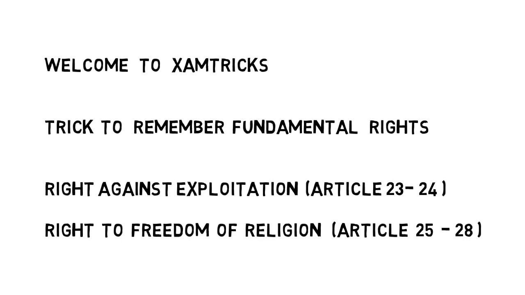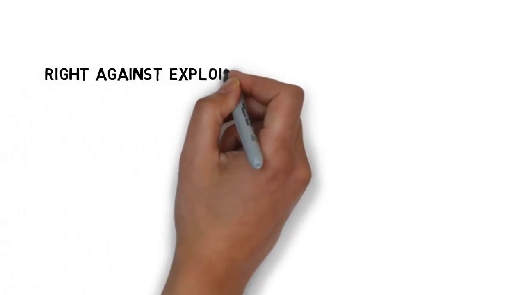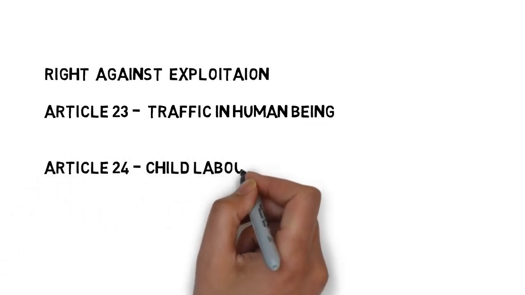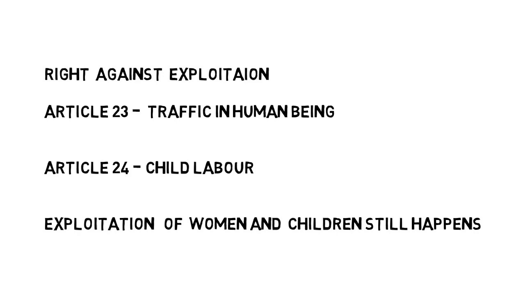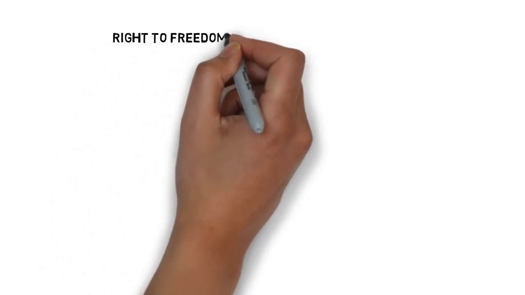Article 23 prohibits traffic in human beings and forced labor, while Article 24 contains the provisions related to employment of children below 14 years of age in hazardous employments. To remember these two articles, I have formed a sentence: exploitation of women and children still happens. And don't worry, I will connect this sentence to the sentences that I have formed for previous articles.